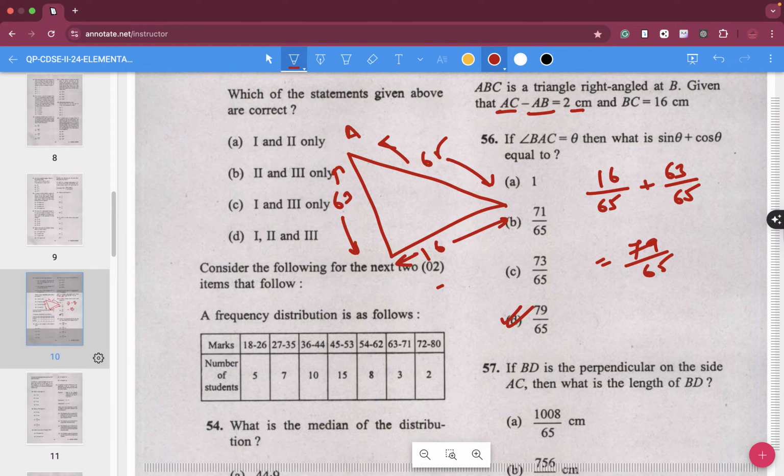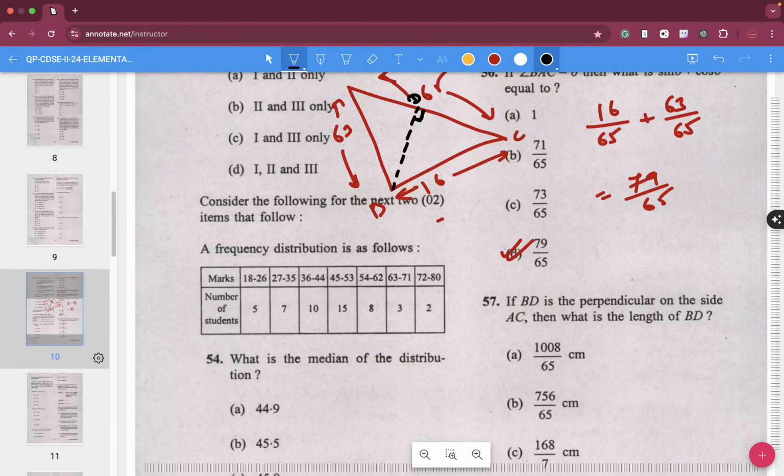So ABC. Now BD over here in black is the perpendicular. If BD is the perpendicular on the side AC, then what is the length of BD is what they are asking. Now for this you have to invoke the similarity rule.